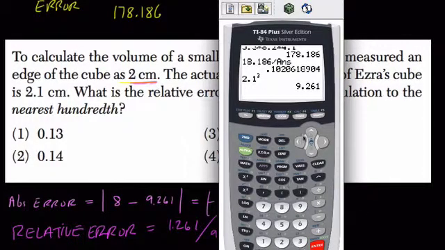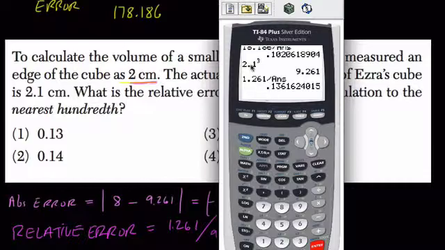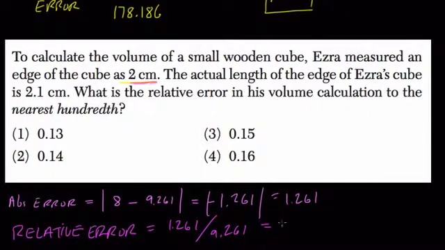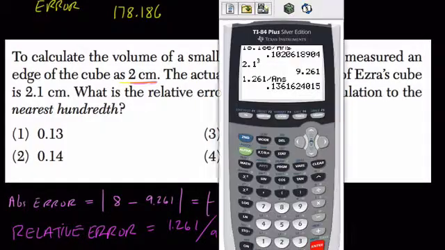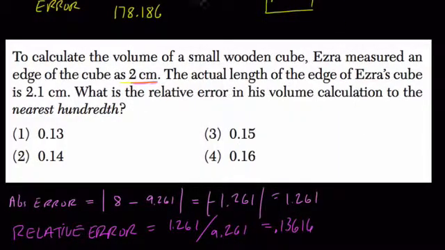And what is that? Let's see. 1.261 divided by that answer from before, which is 0.13616. And then it's the nearest hundredths, so 0.13, or 0.14, sorry, because this 6 is how we round the 3 up, so 0.14.